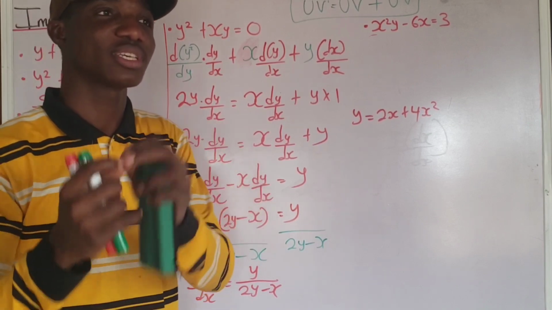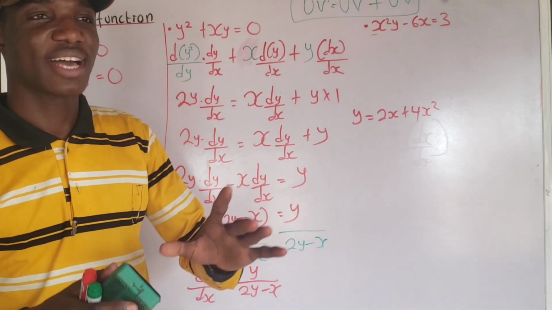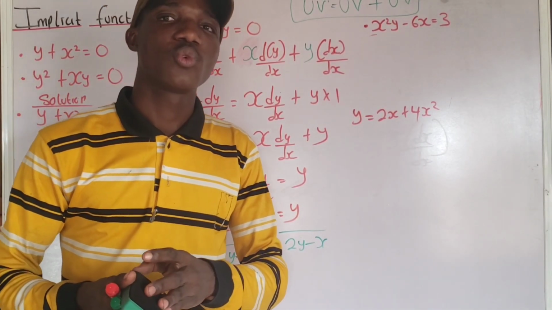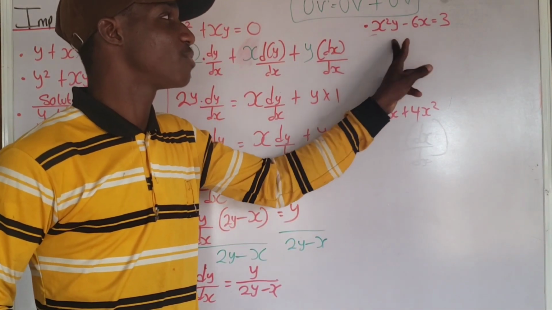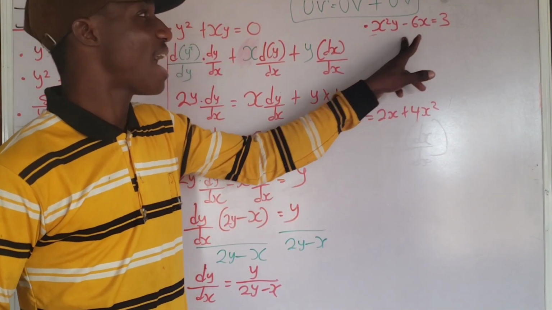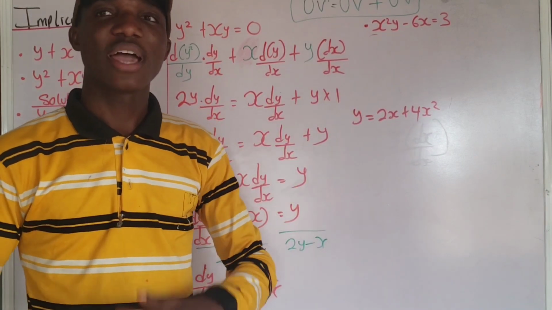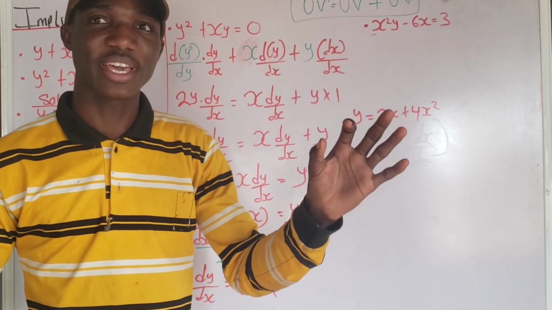The basic rule is that anytime you are differentiating an implicit function, you are going to add dy/dx. For example, look at this function now. We are differentiating with respect to x, and the variables in this function are y and x. So anytime I differentiate y, I'm going to add dy/dx. That is the basic rule.